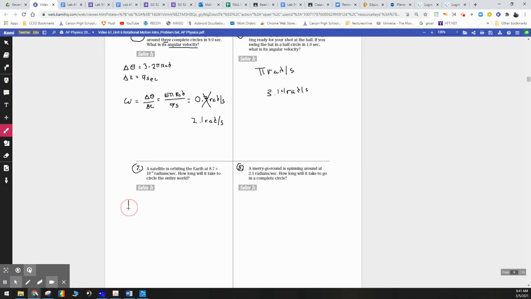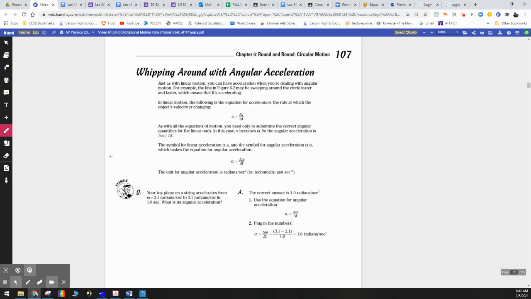So for number 7, t should be roughly 7,200 seconds, which is roughly about 120 minutes. And number 8 should be about 3 seconds. All right, so for this next section, go ahead and read about angular acceleration.